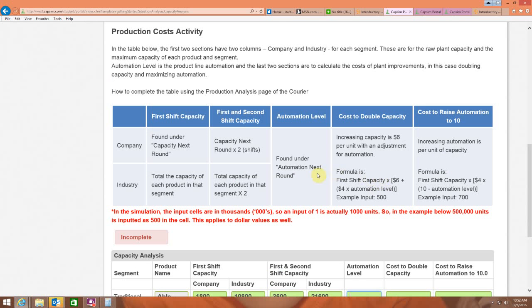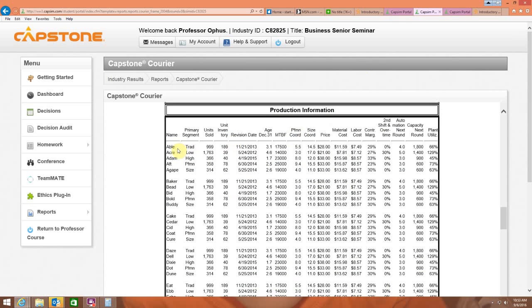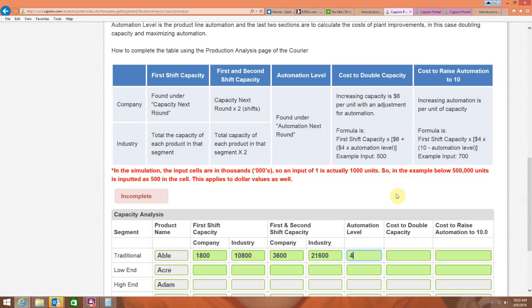Then I have to do a few other things. It tells me found under automation next round. So automation level, let's just go figure that out. For my traditional, my automation next round is going to be 4, so I just enter that in. But what's my cost to double my capacity? If I want to go from 1,800 to 3,600, this isn't the cost for a second shift. This is actually to double capacity.